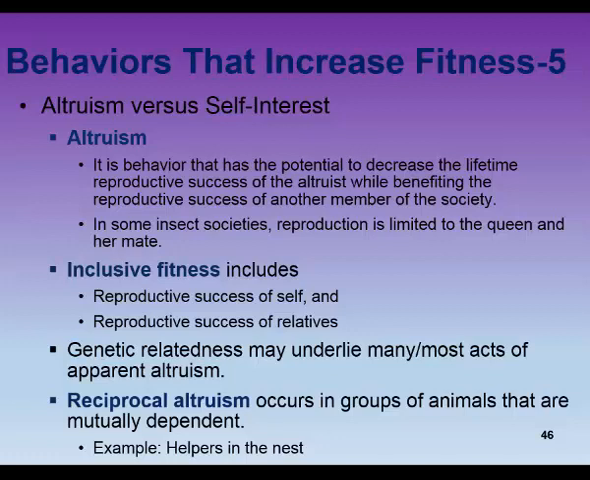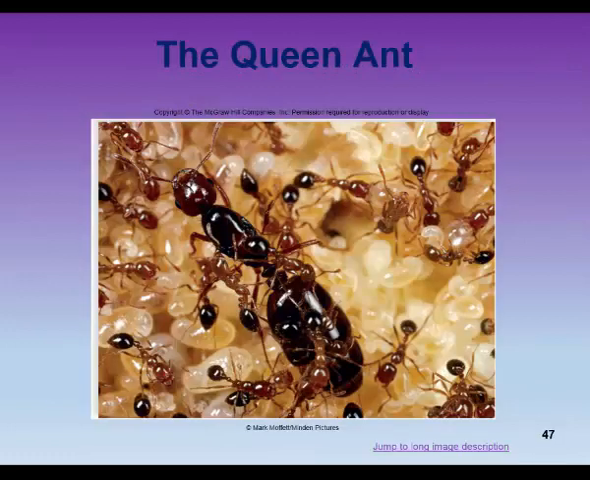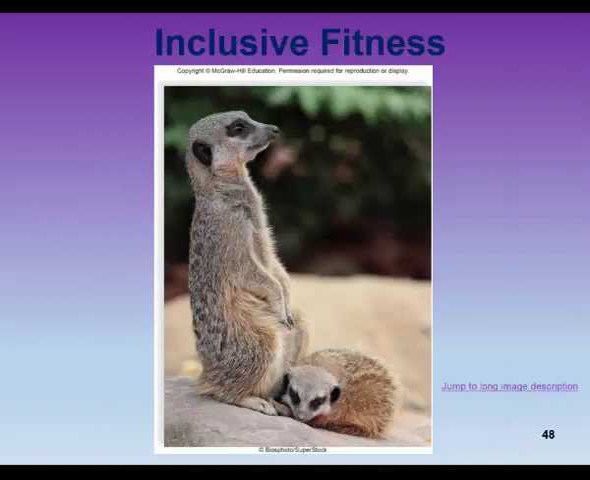Inclusive fitness includes reproductive success of yourself as well as your relatives. Genetic relatedness may actually play a part in that. And then in reciprocal altruism, you actually have others that are helping, and they're getting a benefit as well. So both are mutually dependent. So here's the queen ant mating with the drone. She lays the eggs, they carry them off and tend to them, and they don't actually reproduce, but the eggs are typically related to them as well.